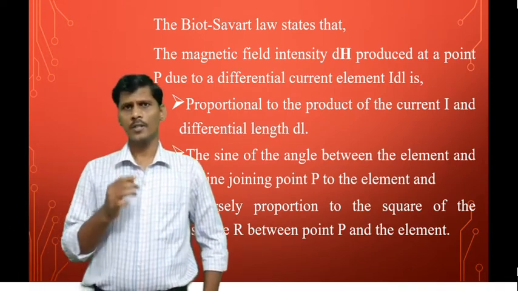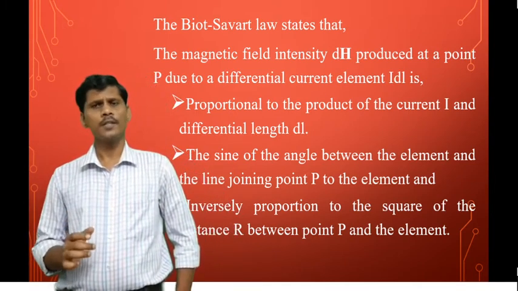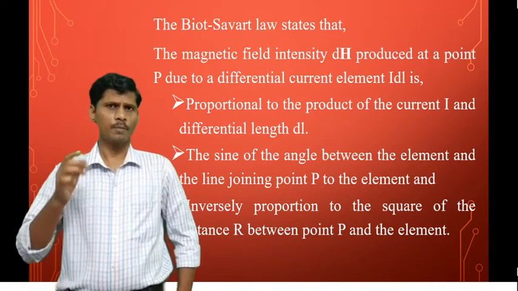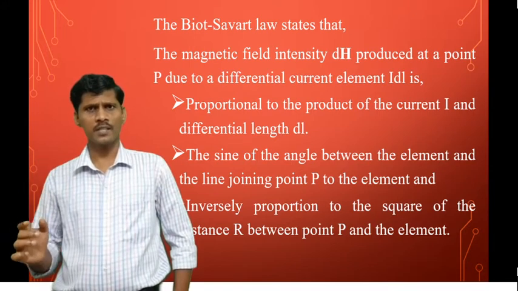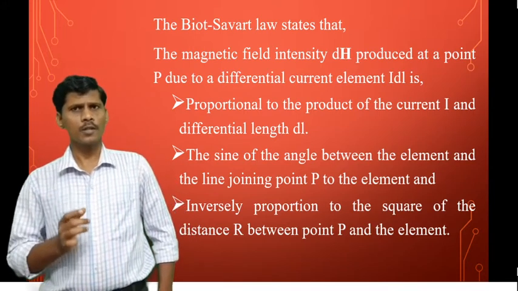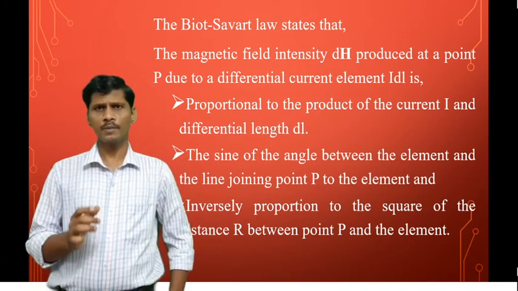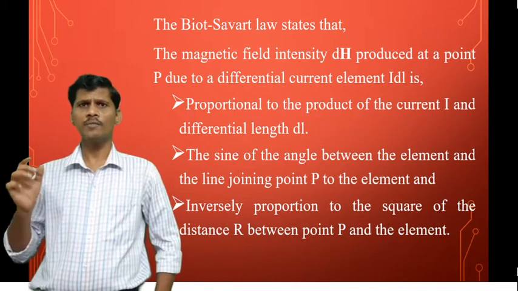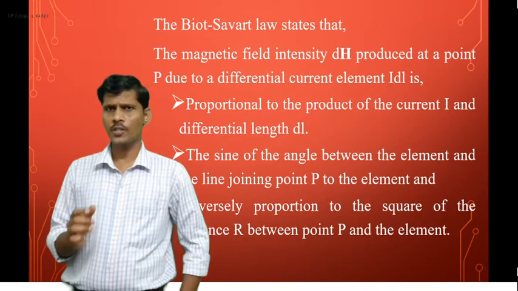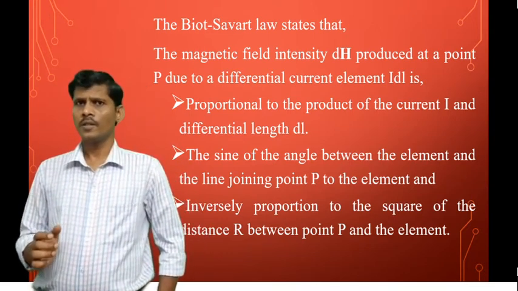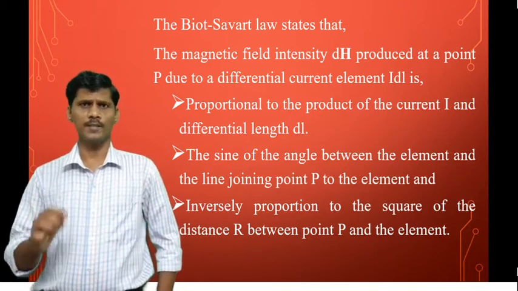Once again, the statement of the Biot-Savart law. The Biot-Savart law states that the magnetic field intensity at a point P due to the differential current element is proportional to the product of the current and differential length and the sine of the angle between the differential length and the line joining point P, and inversely proportional to the square of the distance between the elementary length and point P.